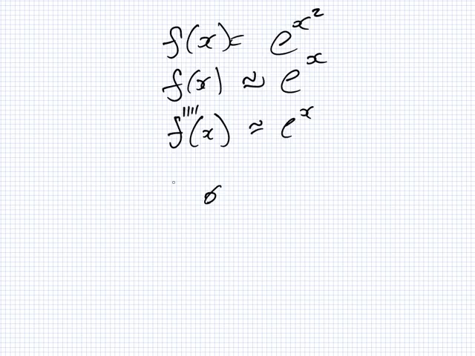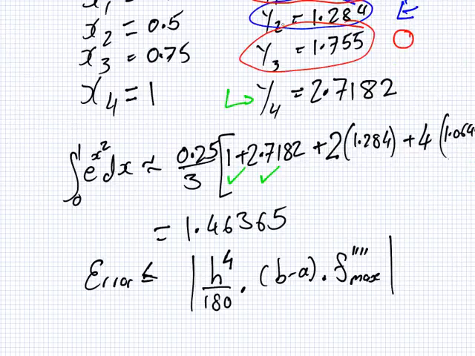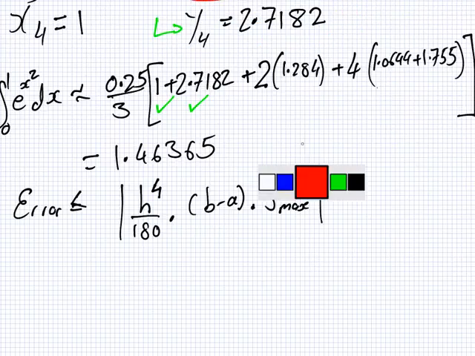And x goes from 0 to 1. So what's the biggest this could be? e^1. Right? Because the graph goes like this from 0 to 1. The biggest it could be is e. So I'm going to make a very, very rough approximation. I'm going to say I don't think this will be much bigger than e.